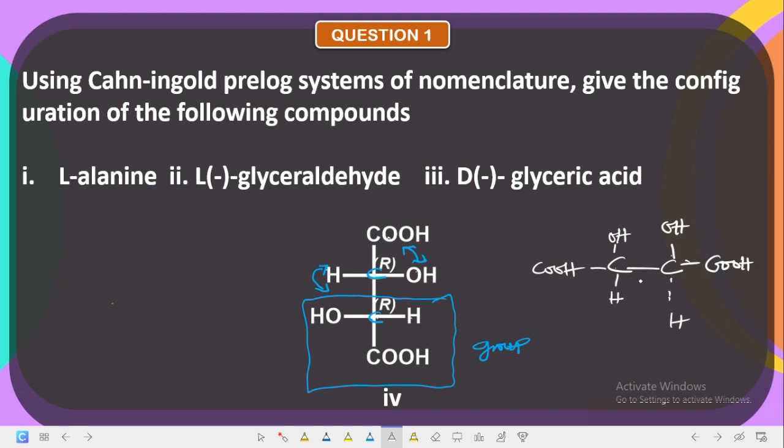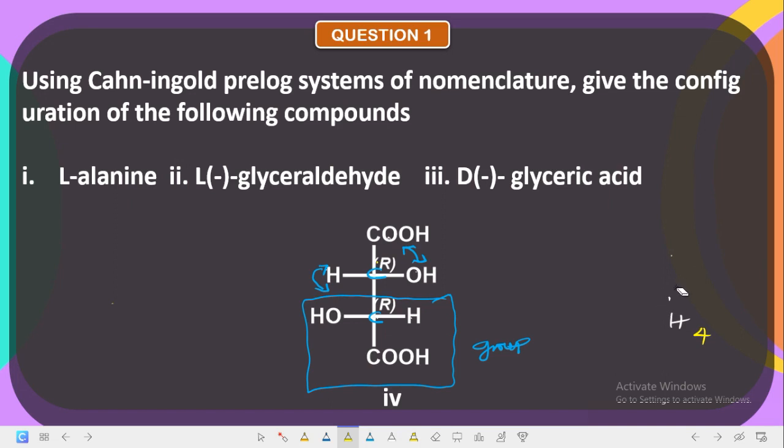So what do you think will now be the configuration? Using the Cahn-Ingold-Prelog rule, according to what we said, here will be number 1. Then here will be number 2. Are you getting it now? And then automatically here becomes number 3. And here is 4. So it's going from right to left like this and clockwise. So that is why this group here is R. Is it clear now? Now let us take carbon 2 and use carbon 2 to illustrate this.